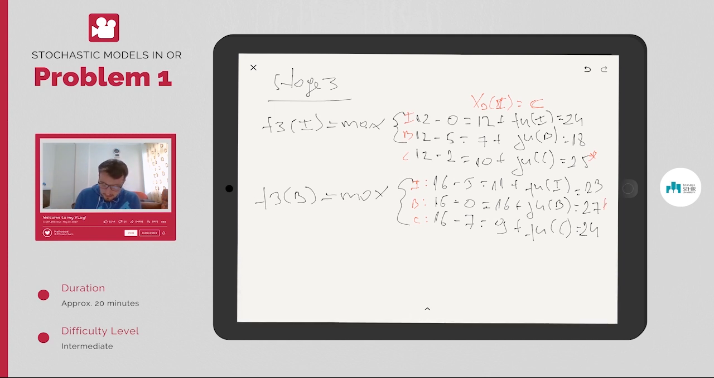Choose the maximum again. If I am in Bloomington, we say stay in Bloomington. So X3B say in Bloomington. Again, following the same logic, we do the same here.